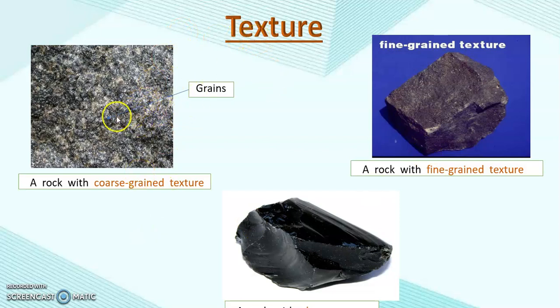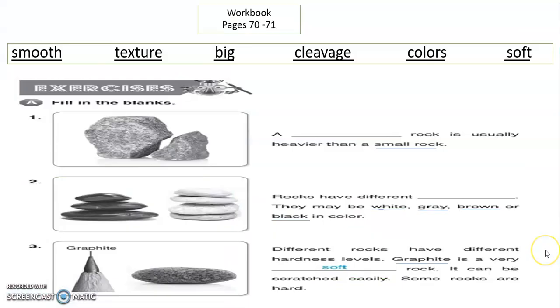And number 5, texture. This is the grains. A rock with coarse grain texture. Number 2, a rock with fine grain texture. And number 3 is a rock with glassy texture, very smooth. So I hope you understand our topic for today.